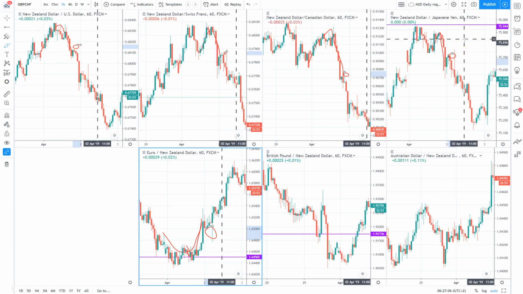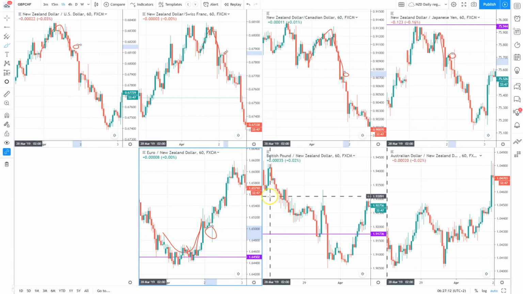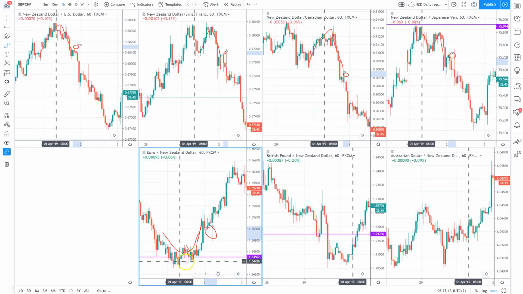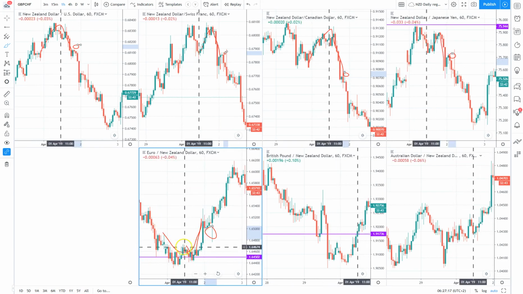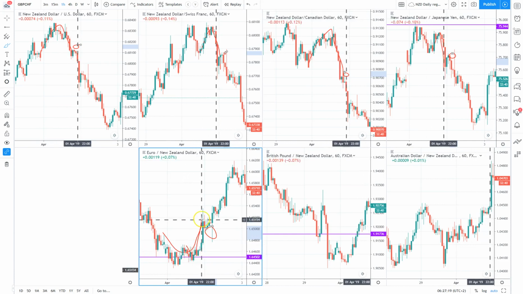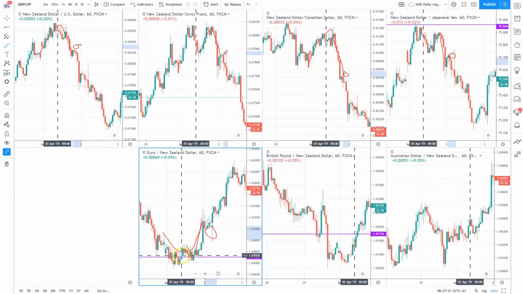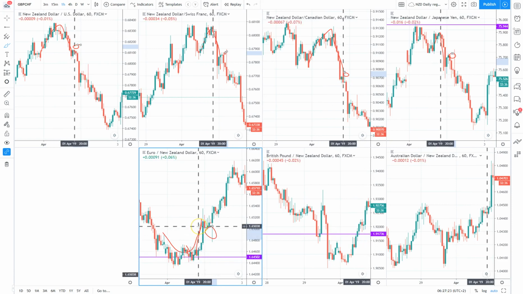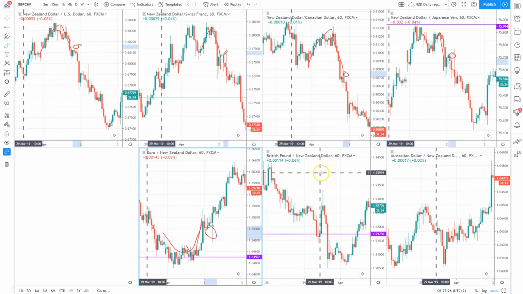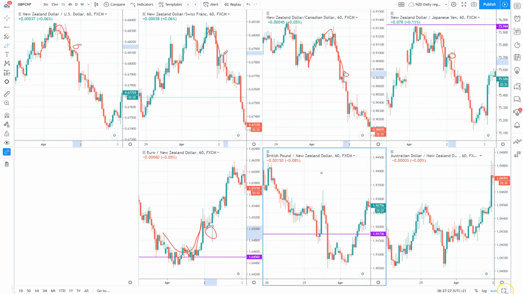So we have three second leaders here: New Zealand, New Zealand yen, and New Zealand Swiss. If I look at this V, this whole thing, or if you want to look at this V, this small thing here, it lines up right with New Zealand Swiss franc and New Zealand yen. Same V there. Okay. And pound New Zealand.